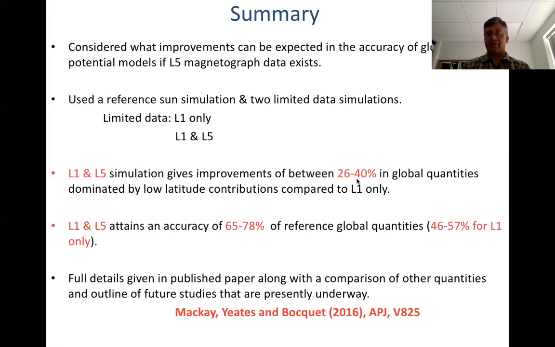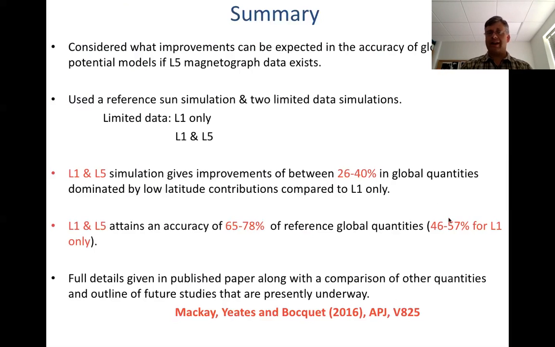In terms of the overall accuracy, if we have L5 observations, that's giving us another 60 degrees, we find that we get overall accuracy of 65 to 78% of what we believe is happening in the real sun model in this case. And then if we compare that to just having an L1 field of view, it's around about 50%. So what we see here is that we do get a significant increase in accuracy just by having this extra 60 degrees of observations in the context of these models.